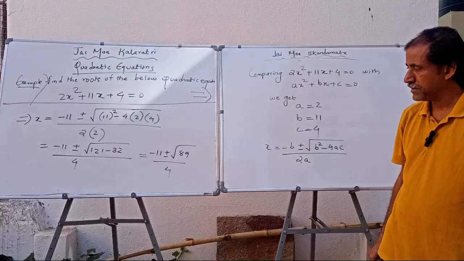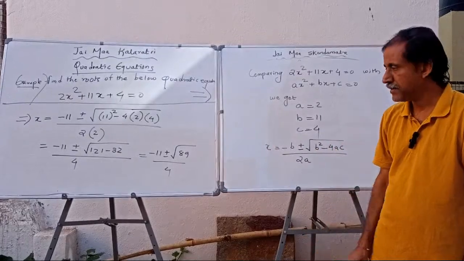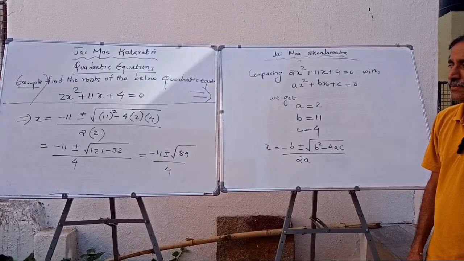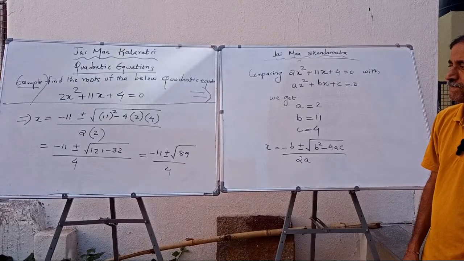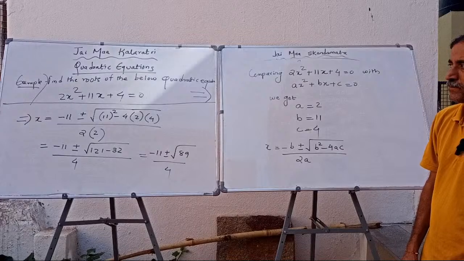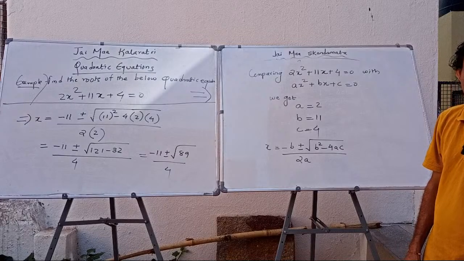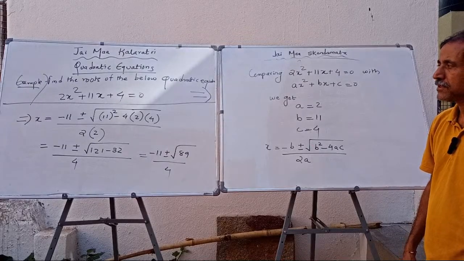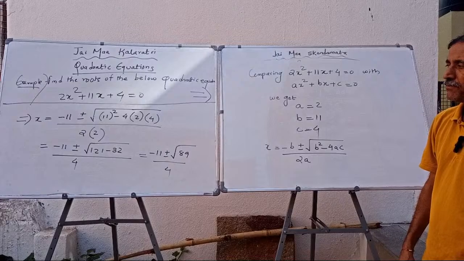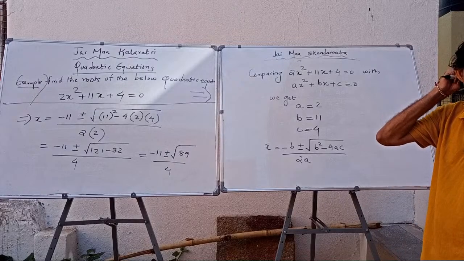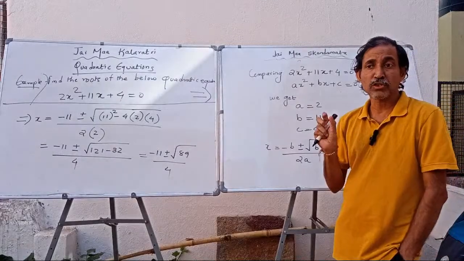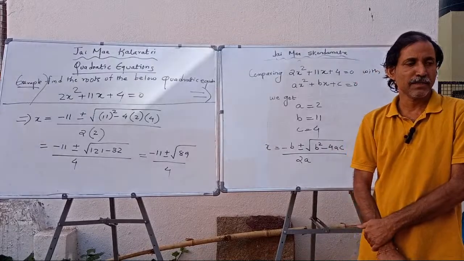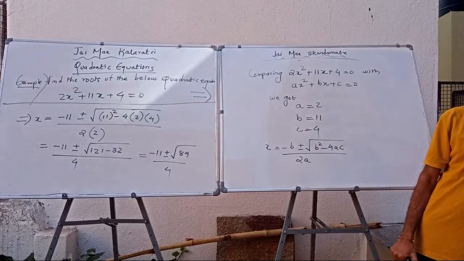You understood, Ananya? So just substitute, there is nothing more. 11 squared is 121, 4 into 4 is 16, into 2 is 32, 121 minus 32 is the square root of 89. The square root of 89 will be between which two natural numbers? What do you think, Ananya?